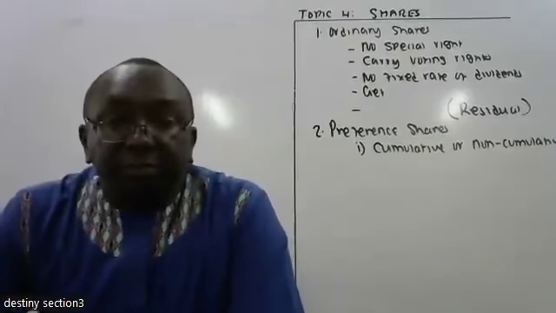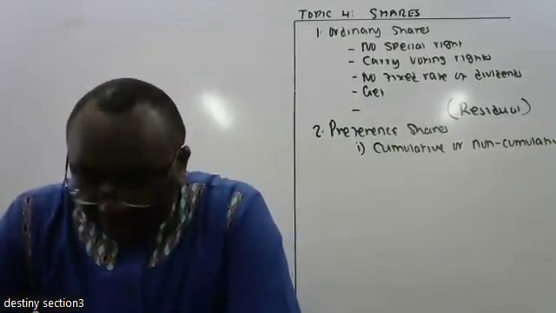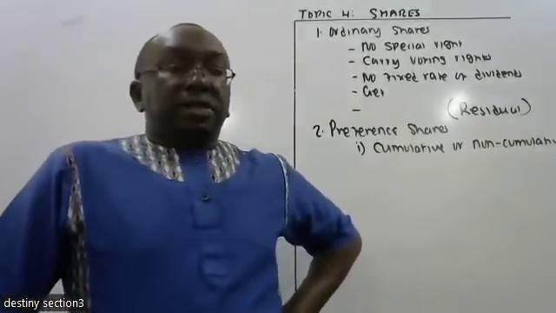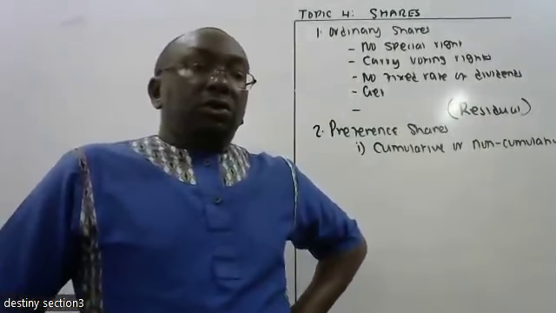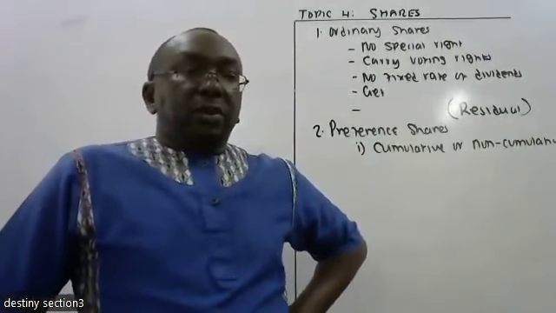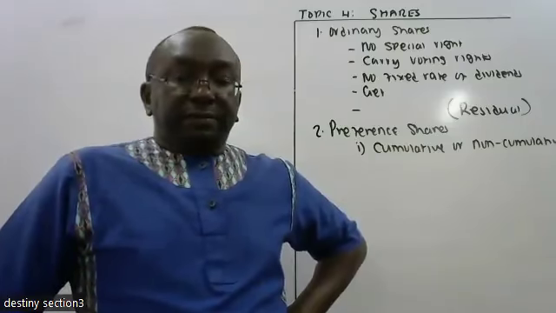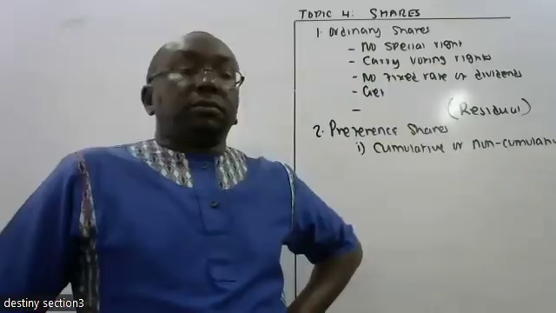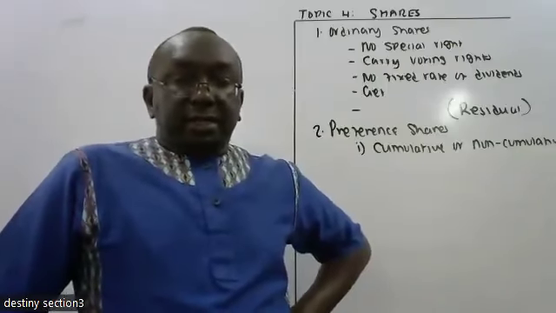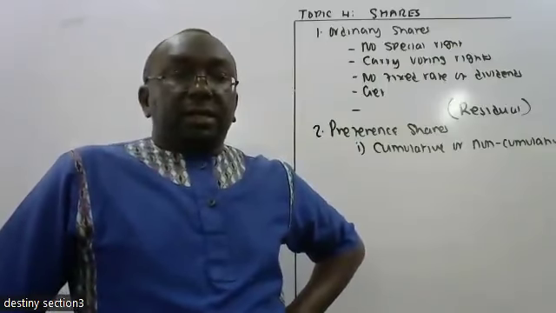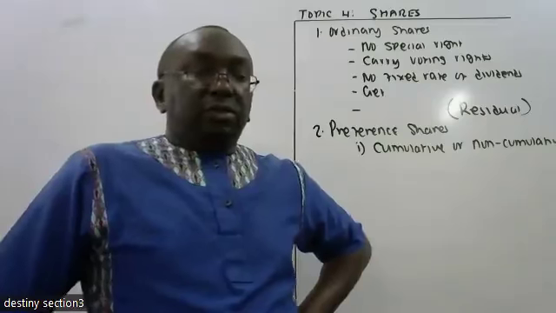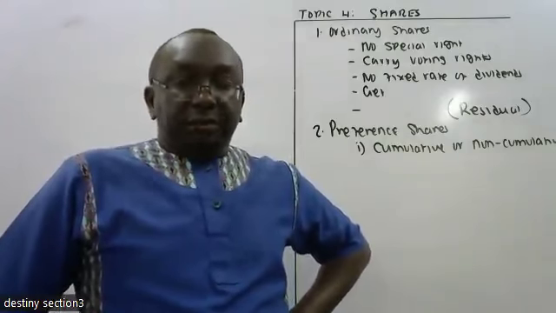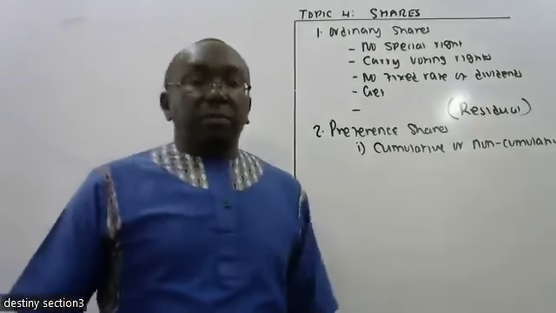Cumulative, we explain. Cumulative preference shares are shares whose annual dividends accumulate to be fully paid in the years when there will be profits to pay.